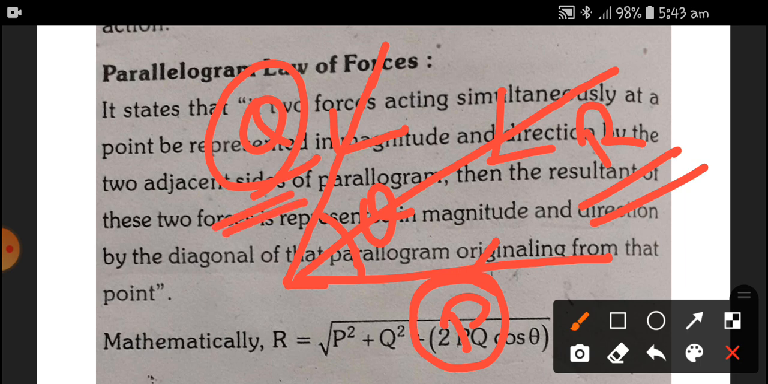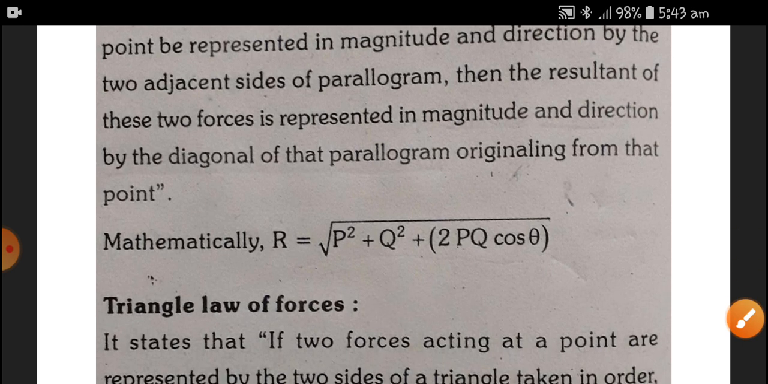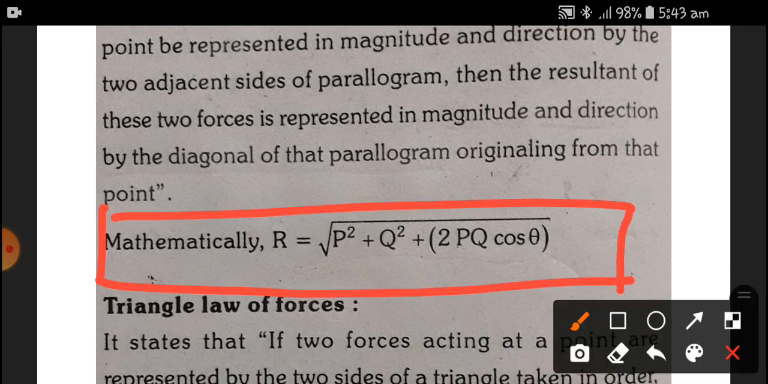Therefore, when two forces are combined into one force, that is called a resultant. If one force is converted into two or many forces, that is called resolution of forces. So these things you have to understand. The two forces converted into a single force is the resultant, and the resultant converted into two forces is called resolution of forces. So mathematically, the diagonal of the parallelogram is indicated like this: the resultant R is equal to square root of P square plus Q square plus 2PQ cos theta. This is for the major diagonal.